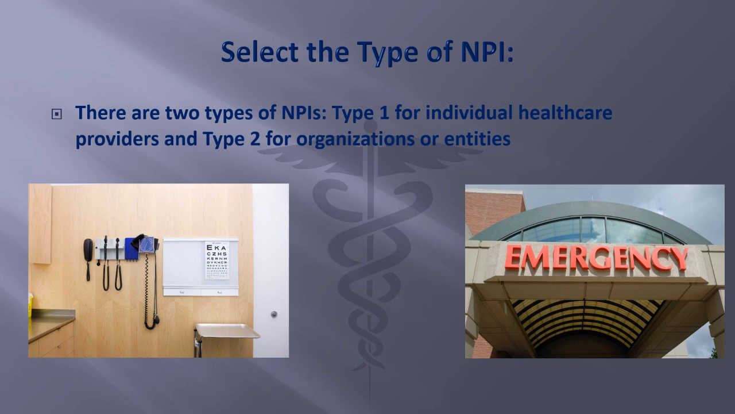There are two types of MPIs. Type 1 is for individual healthcare providers. Type 2 is for organizations or entities. As you can see, I added a couple of pictures below. On the left hand is a stock image of a doctor's office, so that would be type 1. And type 2, to your right, is a stock image of a hospital emergency room, so that would be a hospital organization or entity.